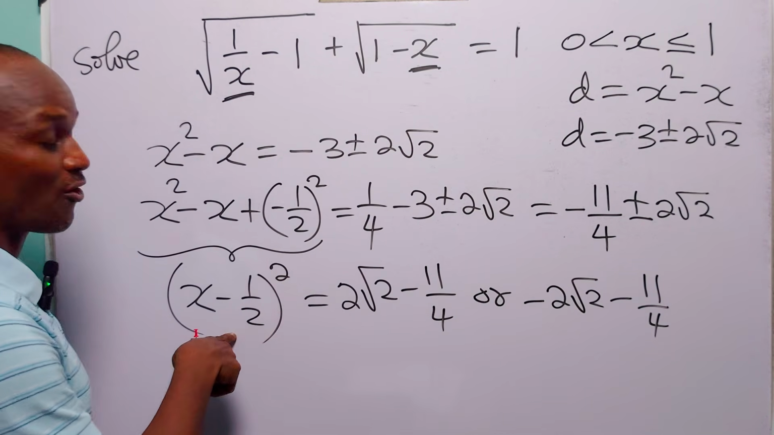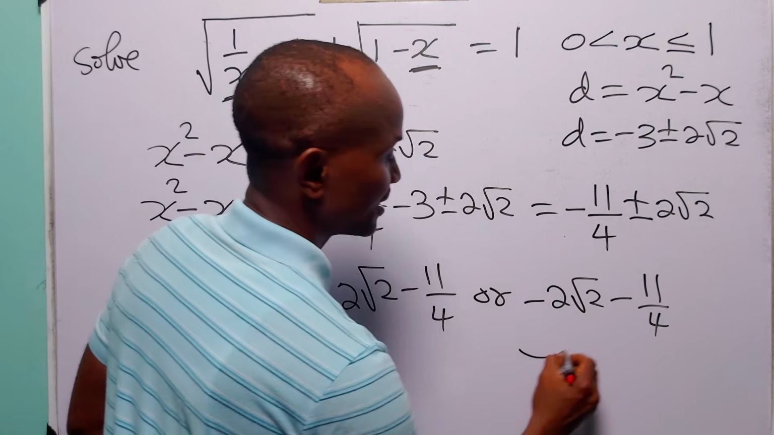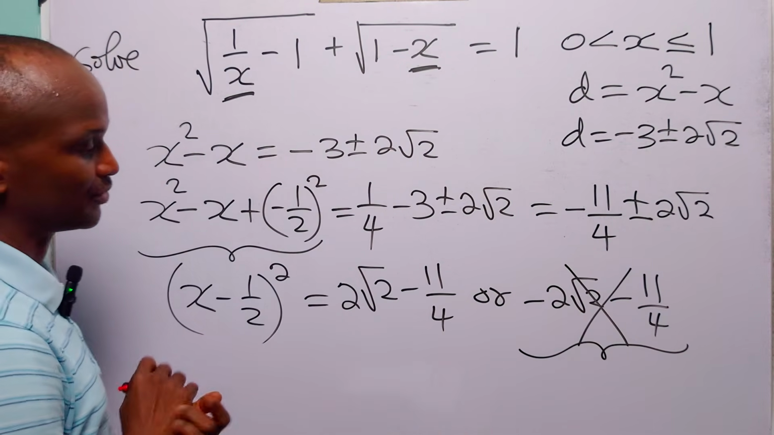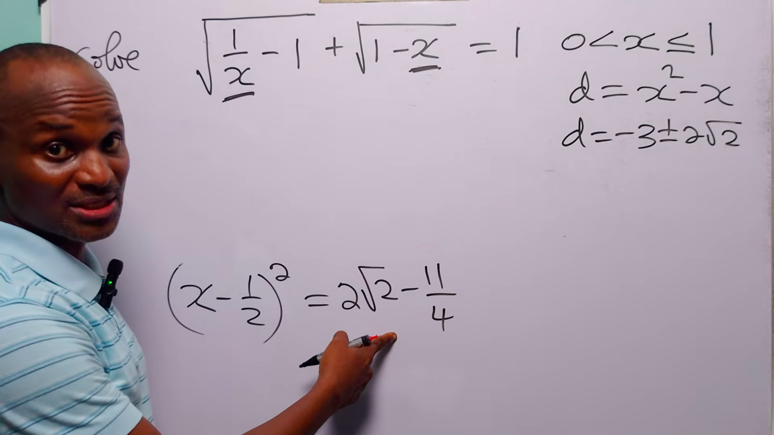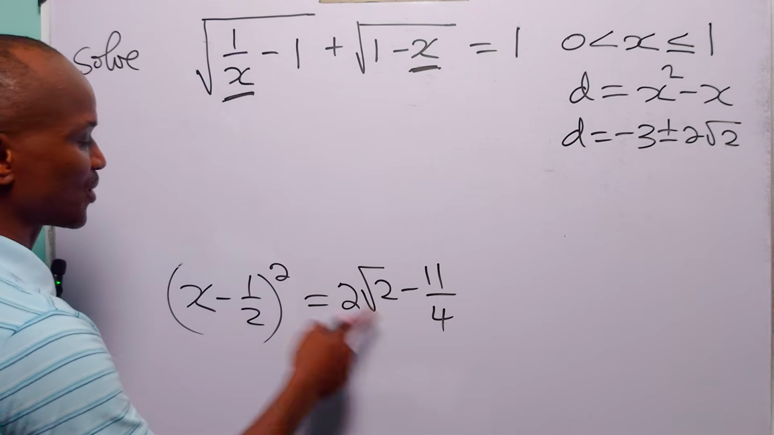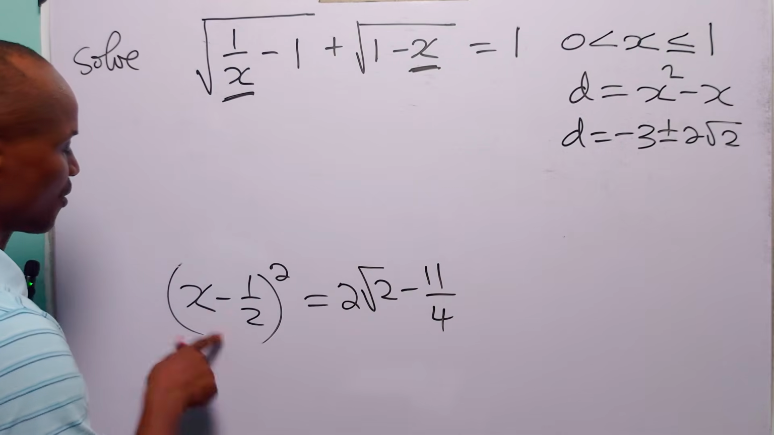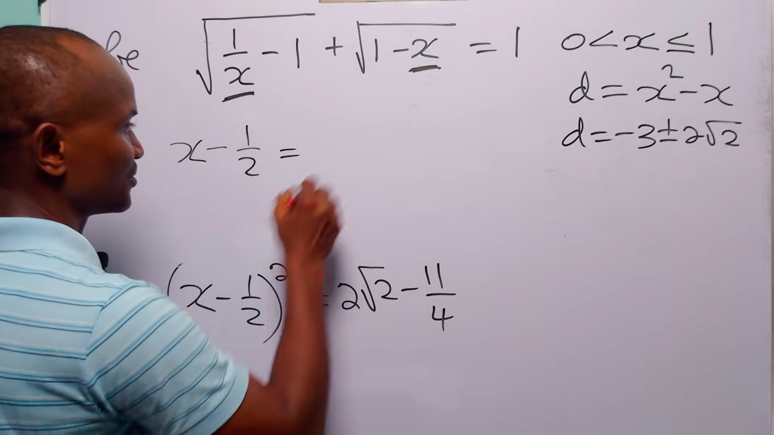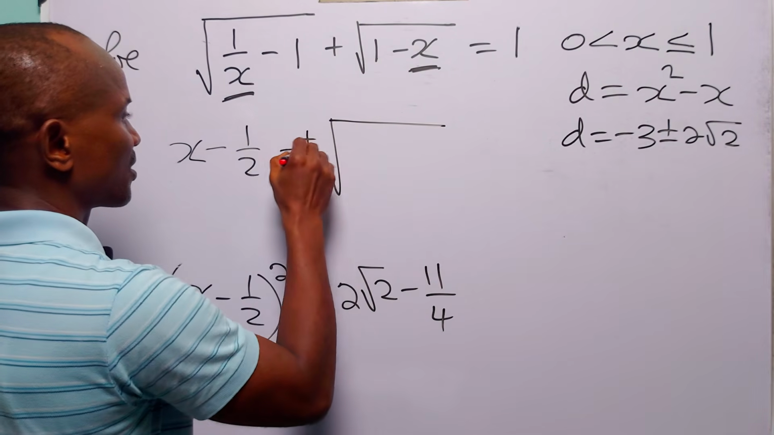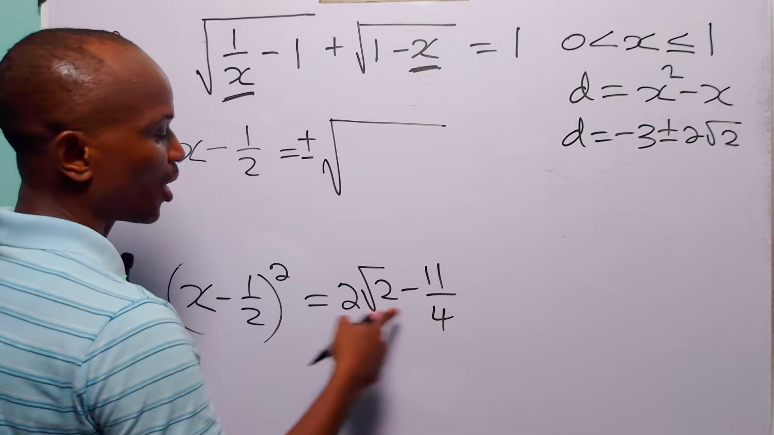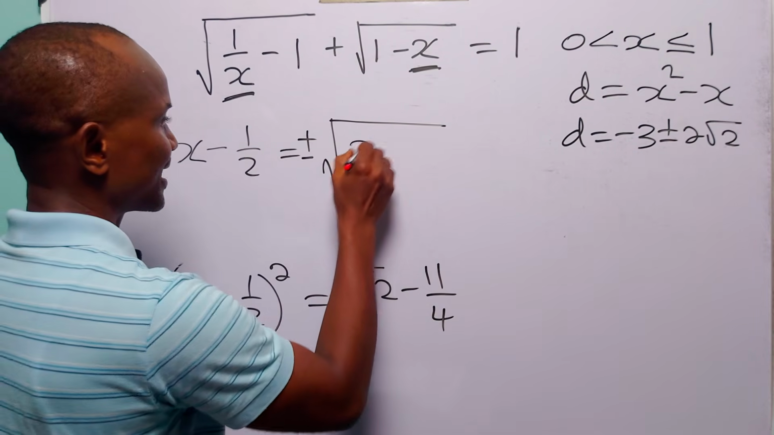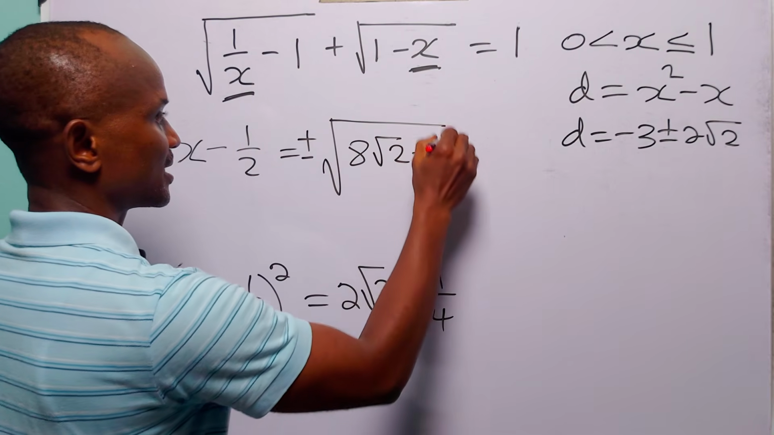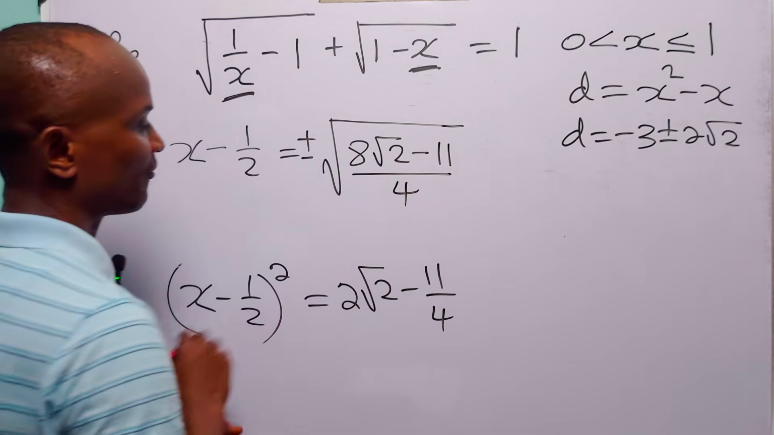Now you know that the square of a real number cannot be negative, and because this value is negative, we reject it. And moving on with this positive value, the next thing we are going to do is to take the square root of both sides of this equation. When we do that, we have that x minus half is equal to plus or minus the square root of 4 times 2 is 8, so inside here we have 8 root 2 minus 11 divided by 4.